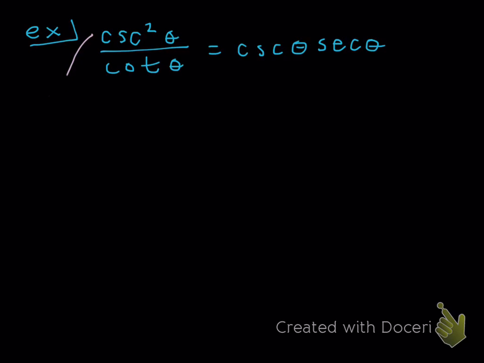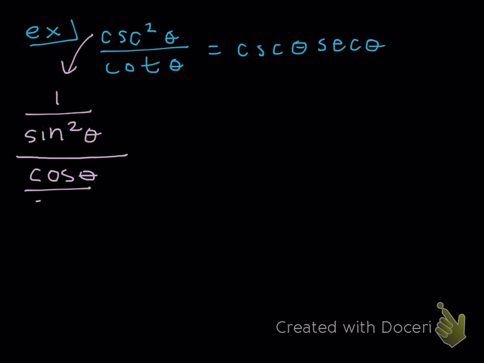So the next method that we go back to is our basic one, and that's get everything in terms of sine and cosine. So I know cosecant is 1 over sine. So cosecant squared is 1 over a sine squared of theta. And in the denominator, I know cotangent is cosine of theta over sine of theta. And notice I made this fraction bar a little bit bigger so you can clearly see your fraction over fraction.